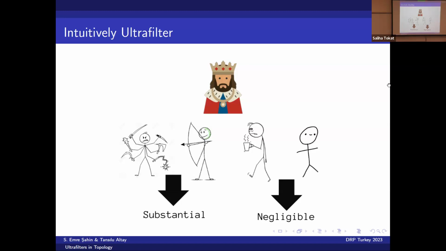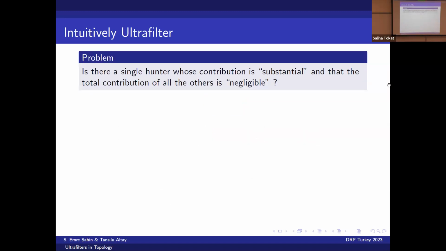Maybe you can think that they all write a report and after that go to the hunt, and there are useless hunters and useful hunters. He labeled this set of hunters as the power set of the hunter set. Substantial are the useful hunters, and negligible are the useless hunters. He showed that there is only one substantial hunter and all the others are negligible. And Cartan shows, first, we begin with the solution of the problem.